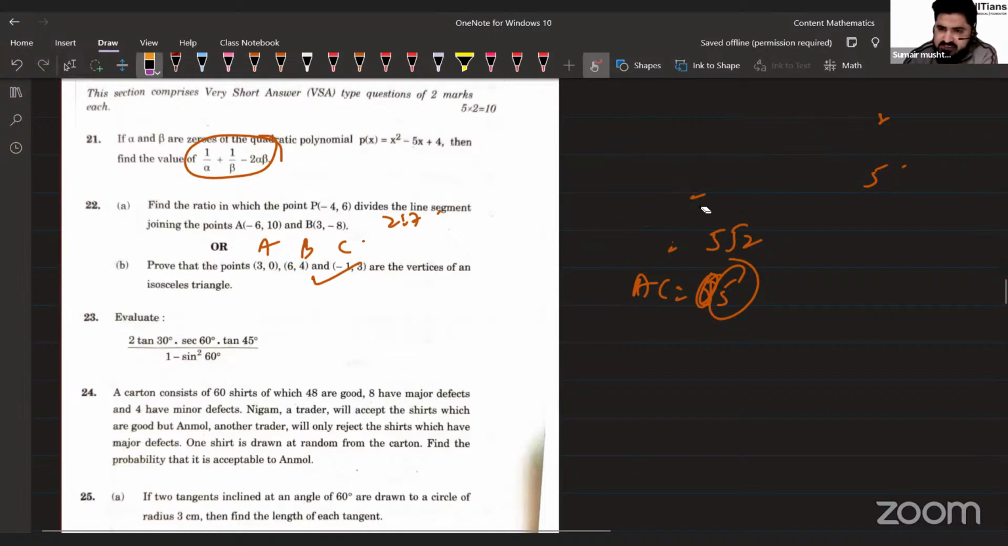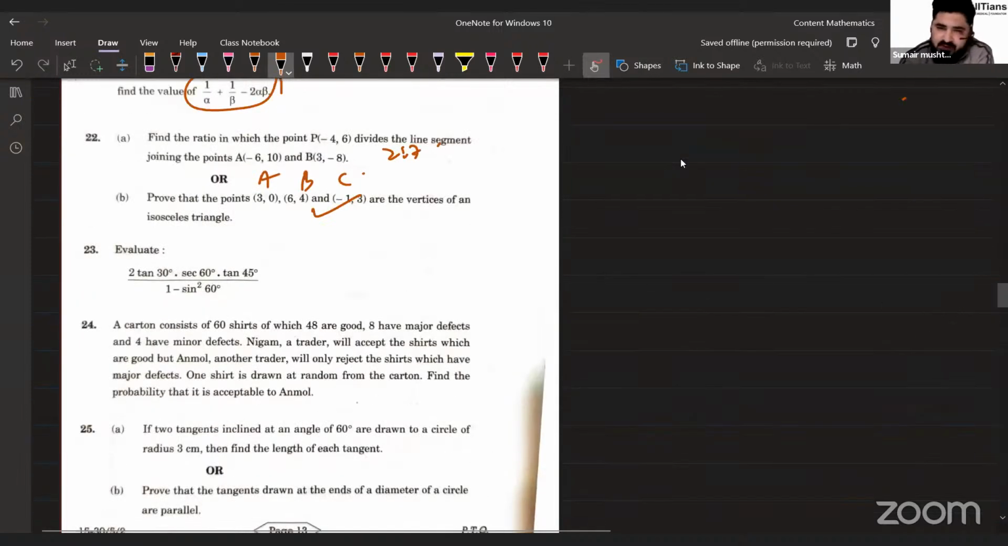Very nice. Question was easy, easy paper. So it was so easy that it could have been done in just 2 hours, 2 hours 15 minutes. You could have finished the paper.